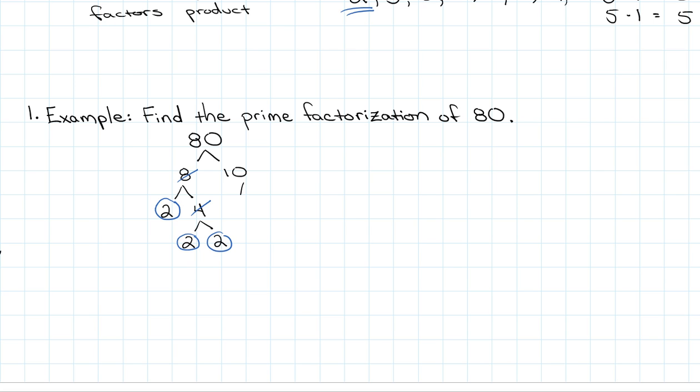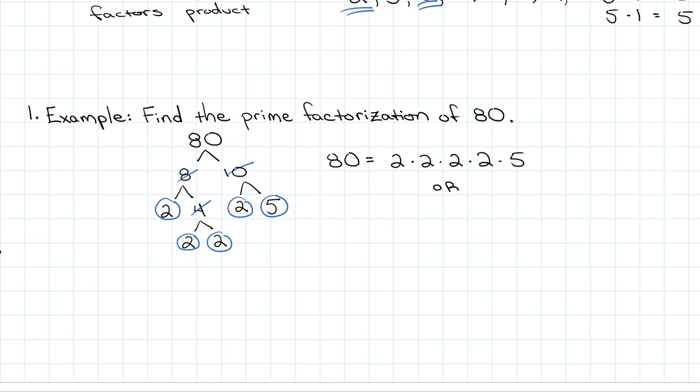Now let's go to the 10. 10 is going to give me 2 times 5. We factored out the 10, so I'm going to cross it out. 2 is prime, and 5 is prime, right? Because we got it up there in our list. Now we write this out as a product of primes. 80 is equal to 2 times 2 times 2 times 2 times 5.